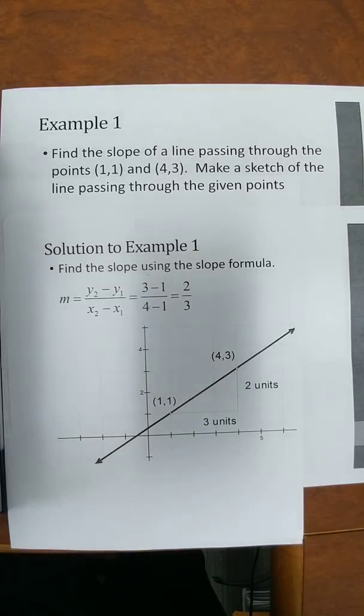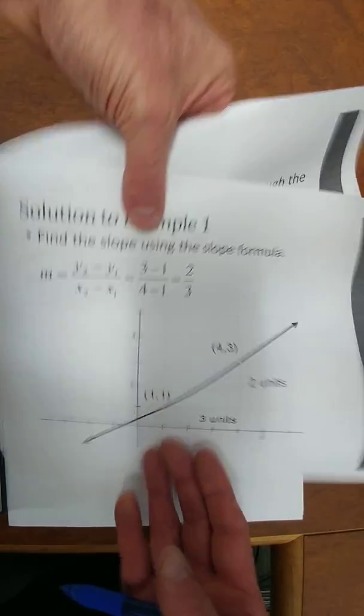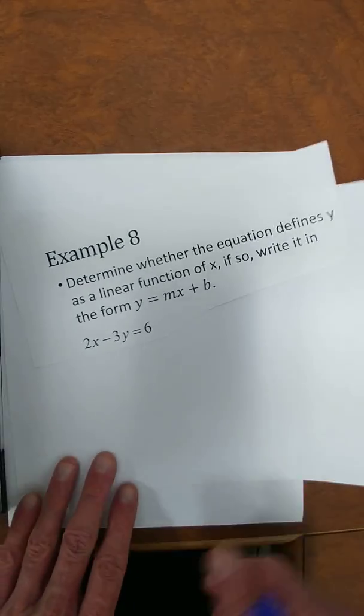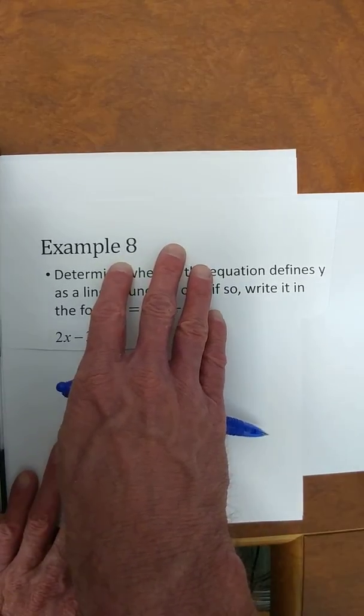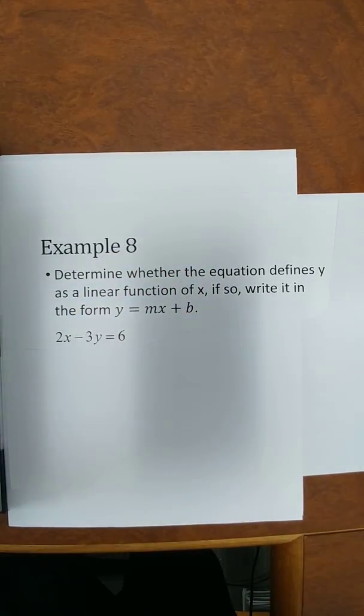Okay. The next thing we'll do in a section, the book has these sections where you have to look at the equation and see if it's a linear form, and if so, then determine the slope and intercept. So let's do an example of that, where we have an equation, and what we're going to do is determine if it's linear. So determine whether the equation defines y as a linear function of x. If so, write it in the form y equals mx plus b.